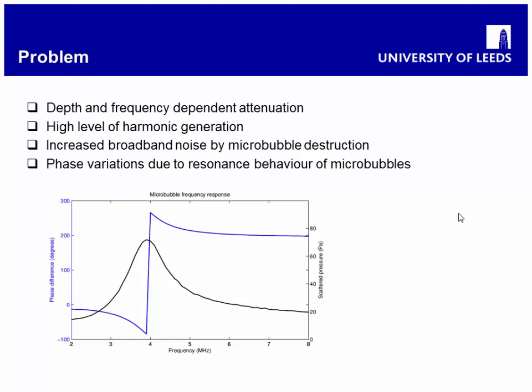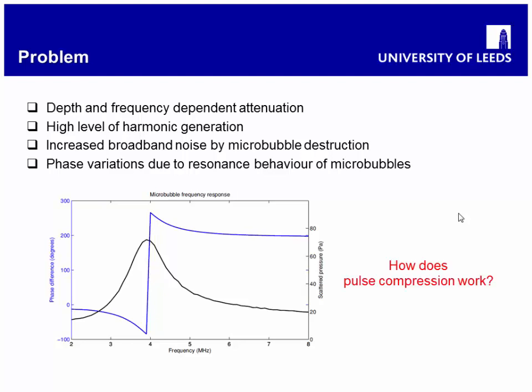So when you hit the resonance frequency, you will get more scattering, but also you will have this effect on the phase. The phase is going to flip, which means for the coding algorithm that you completely caught up in your code around this region, which is the most important region for microbubble imaging actually.